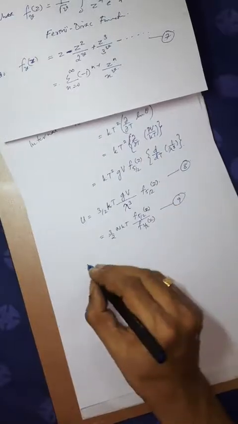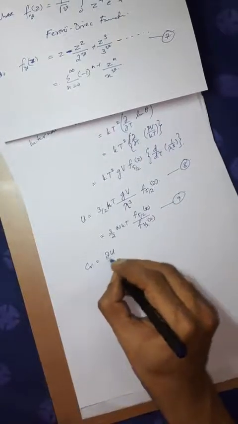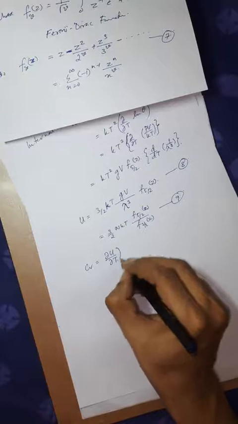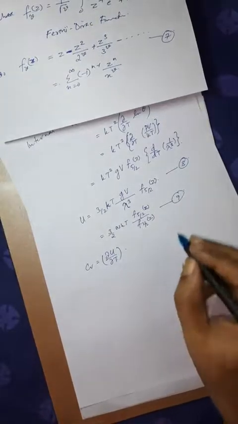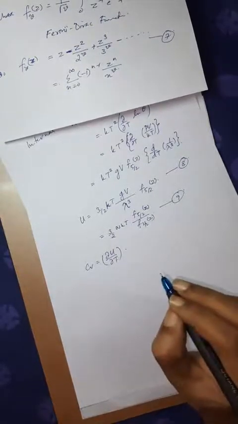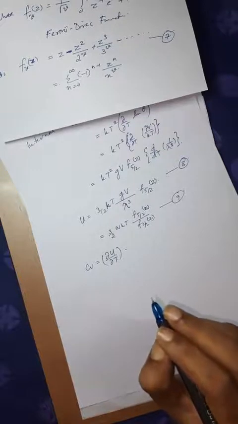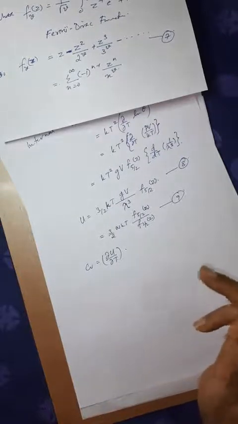And we know that Cv is equal to dou U by dou T. We will do the rest of the stuff to calculate the variation in the next video.